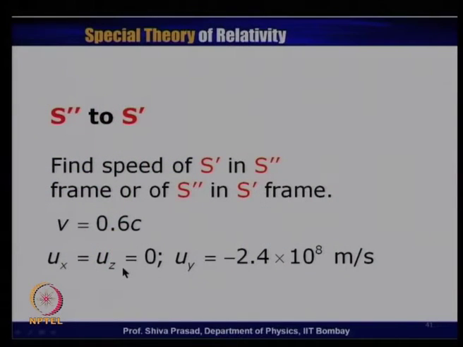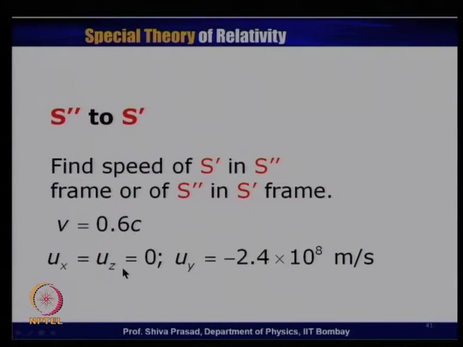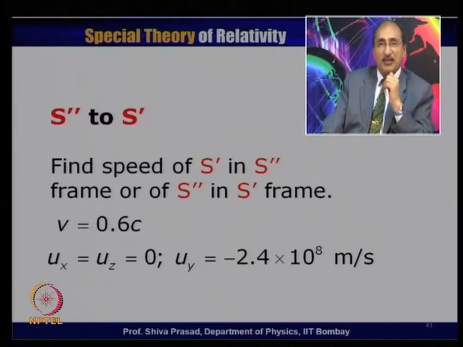In the S frame of reference, this particular particle, which happens to be the S double prime frame now, moves vertically downwards. So, it does not have an x component of the velocity, it does not have a z component of the velocity. So, ux and uz must be equal to 0. But it has a y component of the velocity, which, as we have seen, is minus 2.8 into 10 power 8 meters per second.